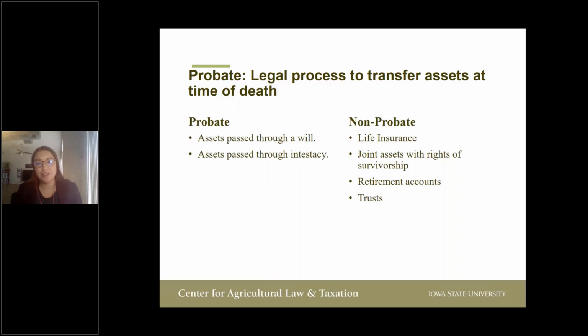The important thing to distinguish here is that this is not something like co-tenants, where a couple siblings own farmland together as co-tenants. That would not qualify here. But joint assets with rights of survivorship, where maybe spouses own land in joint tenancy, or maybe they have a bank account together, something like that, would also be a non-probate asset. Retirement accounts don't go through probate, as well as trusts. Trusts are just distributed according to the trust document, however the person setting it up made it.